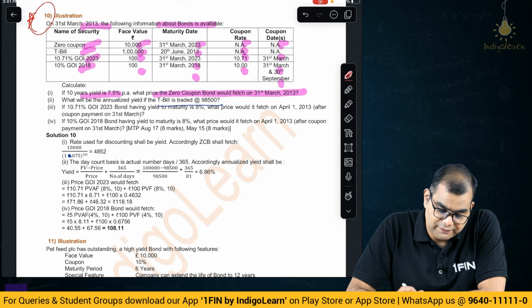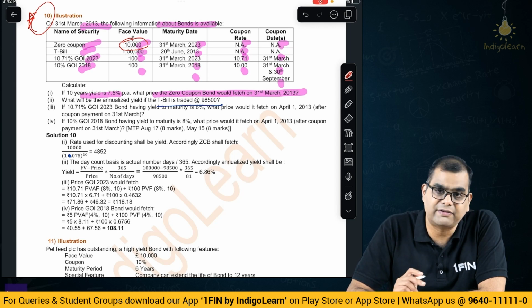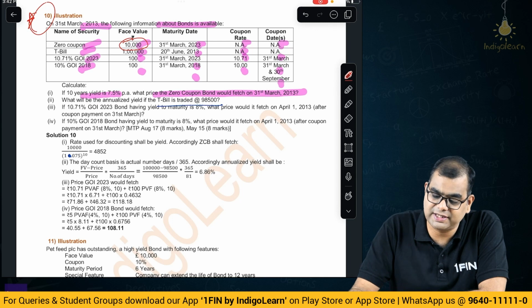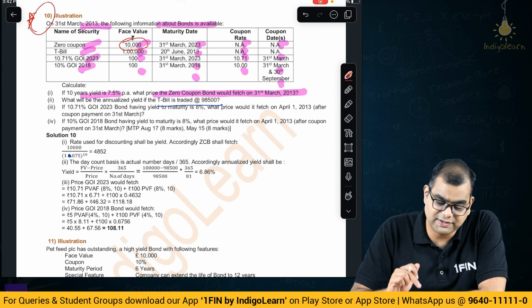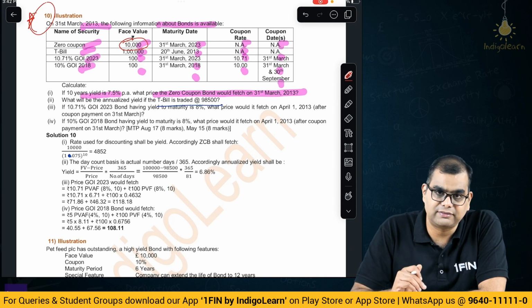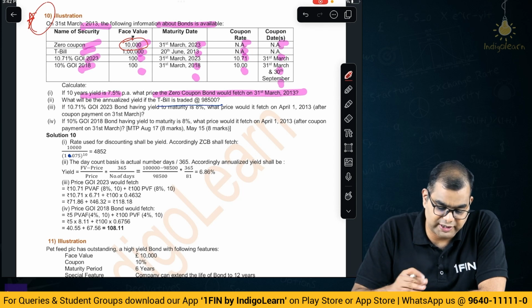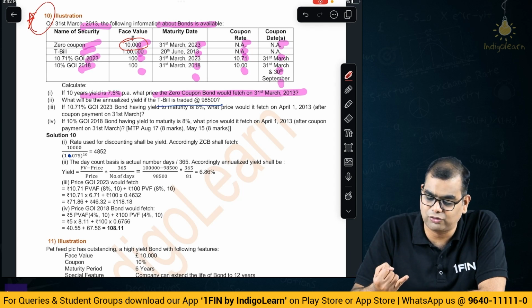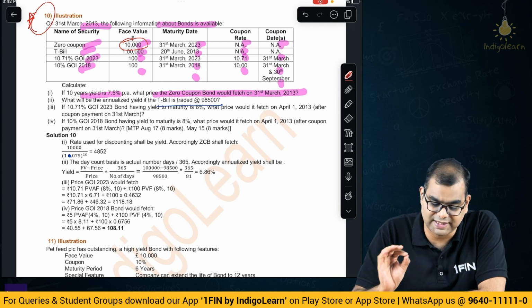So, 31st March 2023 is the maturity date. Current date is 31st March 2013, face value is 10,000, 10 years yield is 7.5%. So, what is the price of the bond today, which is on 31st March 2013? So, how many years do you have? 2013 to 14, 15, 16, 17, 18, 19, 20, 21, 22, 23. You have exactly 10 years.